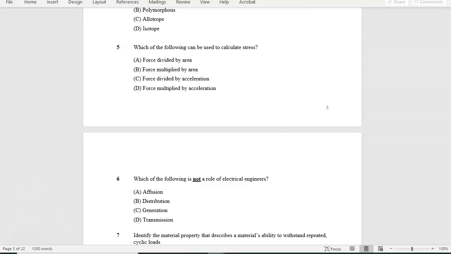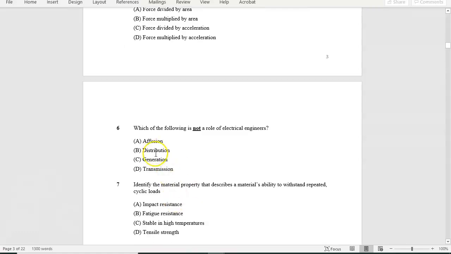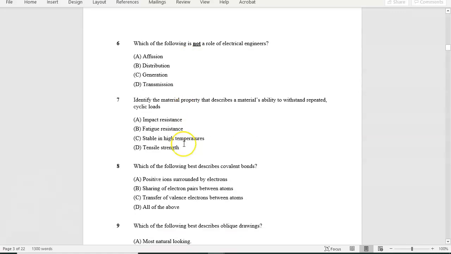Which is not the role of electrical engineers? So electrical engineers are involved in generating, which is making the electricity. Transmission and distribution are how the electricity gets from the power plant to you. Fusion is an archaic word to put water on things or something like that. I just thought it sounded similar enough to use it as a distractor.